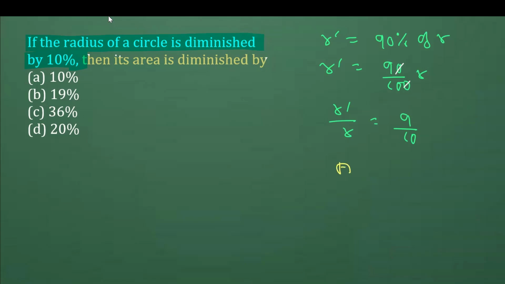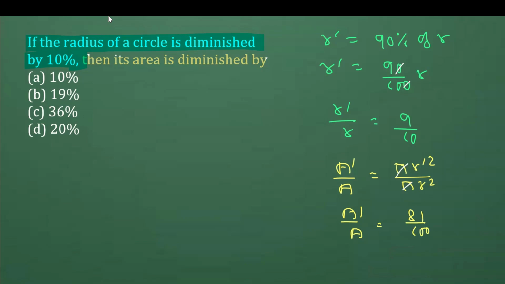So let's say the new area is A dash and the original area is A. The new area is what? Pi r dash square, and the original area is what? Pi r square. Here too I can see that pi and pi get cancelled. So that gives you A dash over A as how much? Square of this, right? This is R dash over R whole square. So that is 81 over 100.